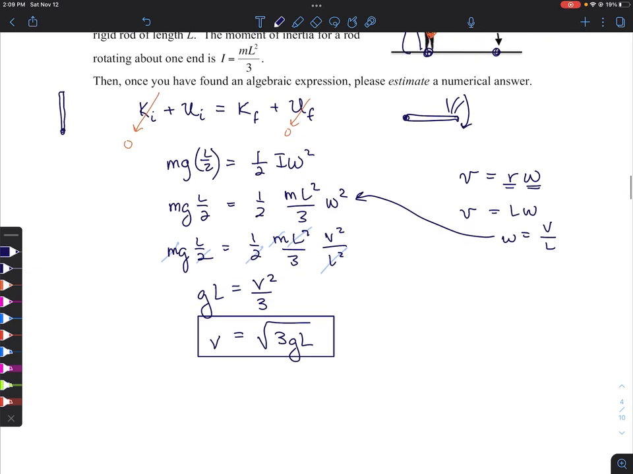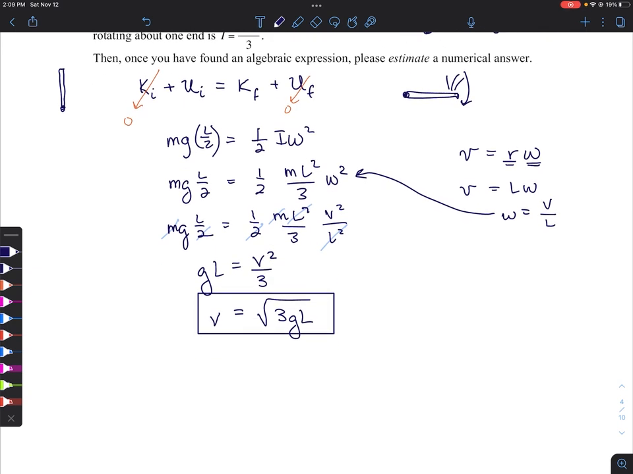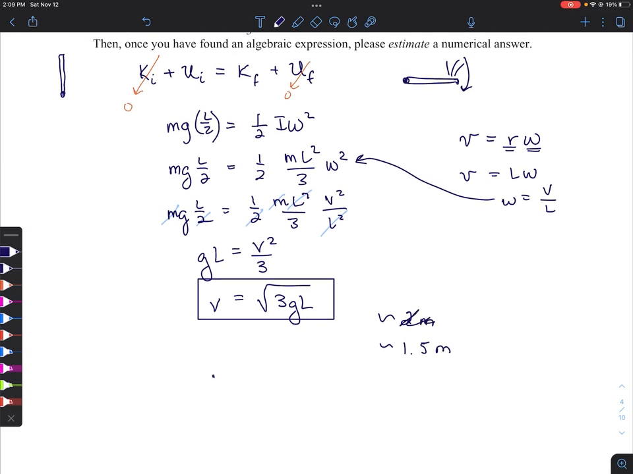So now to estimate that speed, we say, okay, well, a person is on the order of, I don't know, 2 meters. That's a very tall person. Maybe we should go more like 1.5 meters, something like that. So v is equal to the square root of 3 times g, where g is approximately 10 meters per second squared. We're just estimating, so let's just use that. And then we'll multiply that by 1.5 meters.